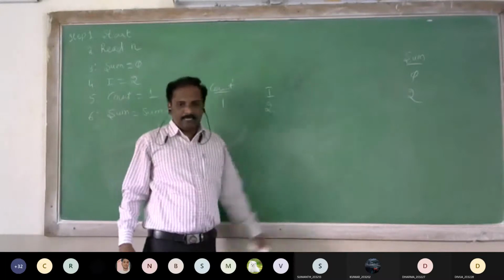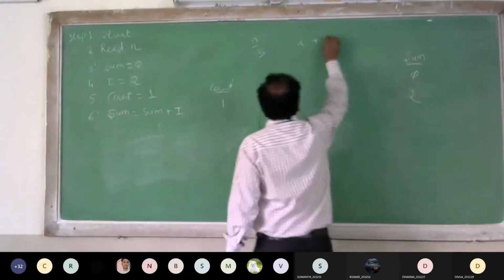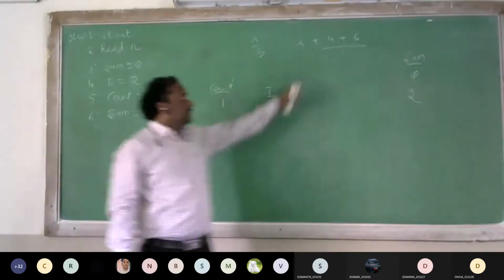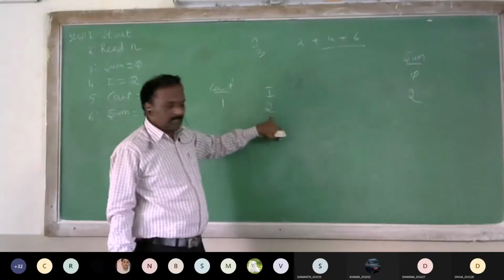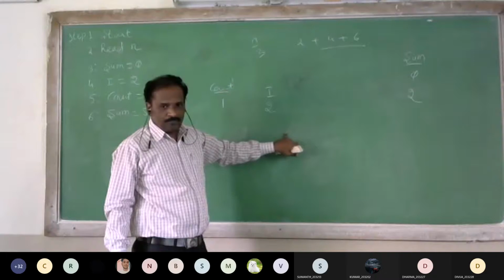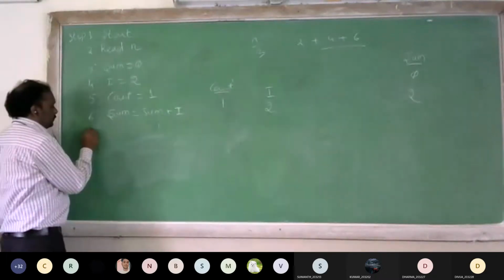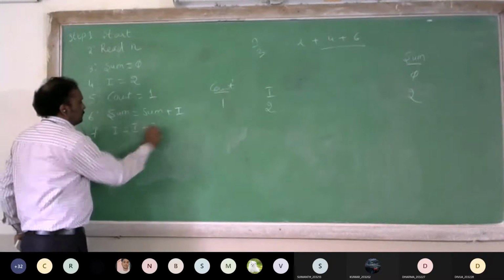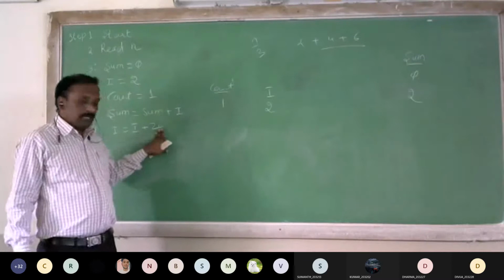What is the next even number? Say that n is 3, 2 plus 4 plus 6. We need to add these three numbers, right? We have added 2. To get the next even number, the first even number is 2, so we should add 2. So now, increase the value of I by 2. Step 7. I is equal to I plus 2.